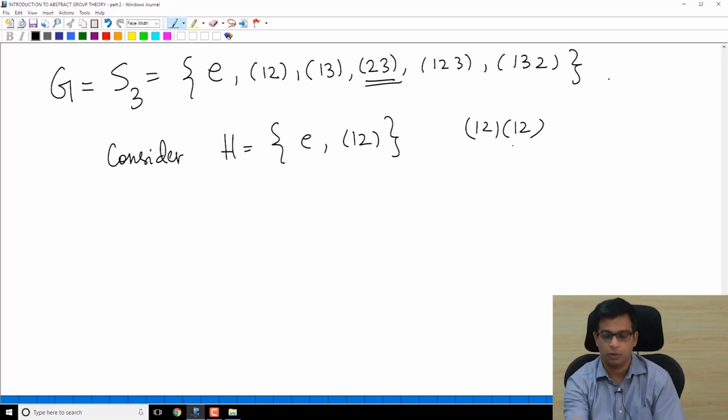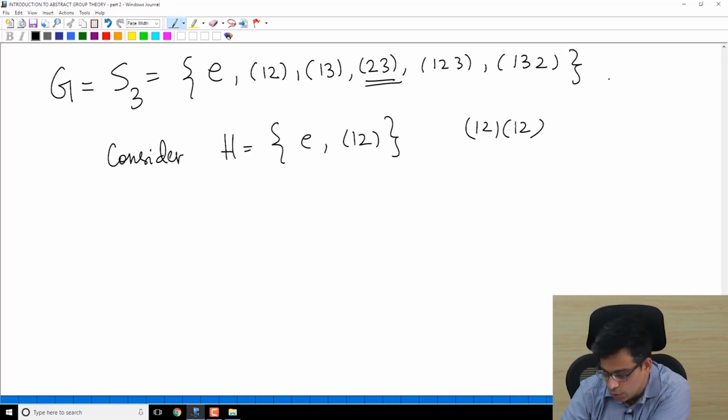Oh, so I should also tell you how to multiply these things. So you start with the right hand side. So (1 2) times (1 2) and you trace what happens.